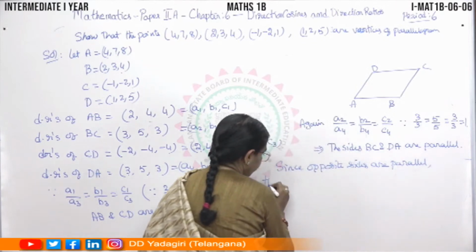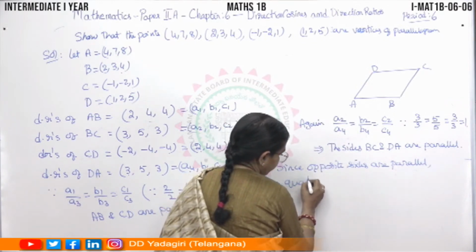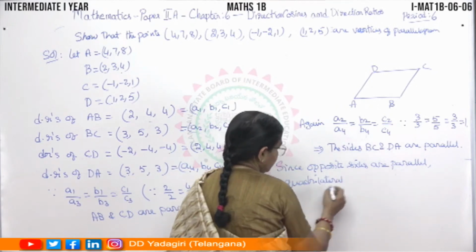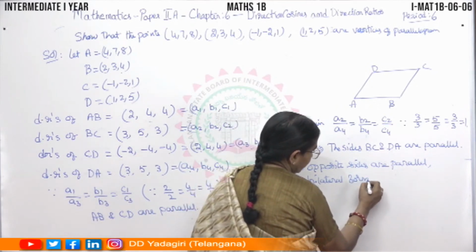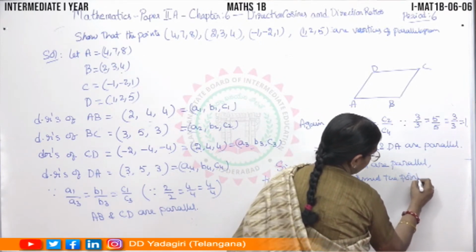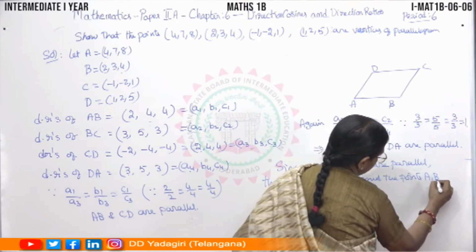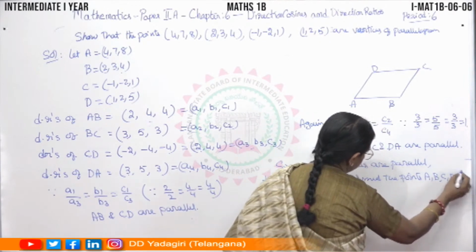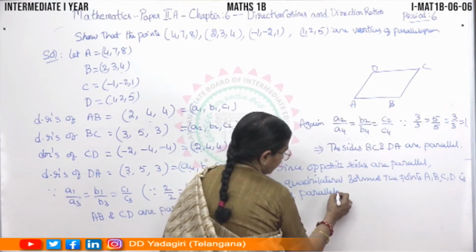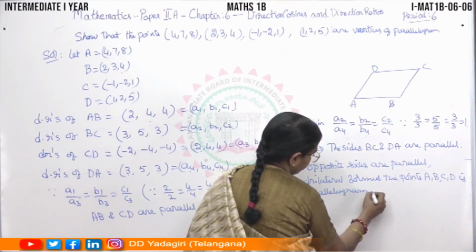Since opposite sides are parallel, the quadrilateral formed by ABCD, these 4 points forming a quadrilateral, is a parallelogram. So it is a parallelogram. Hence it is proved.